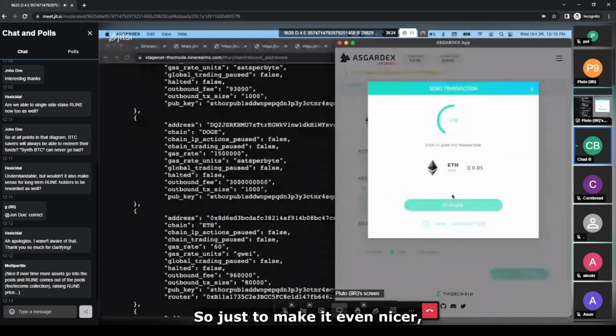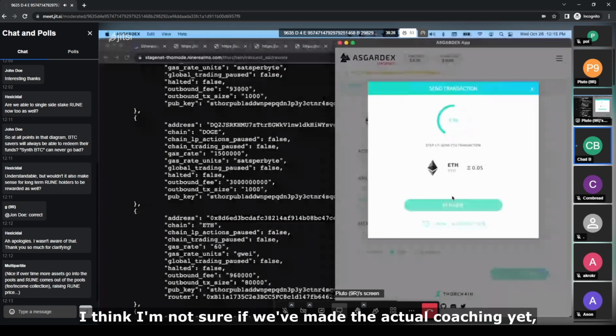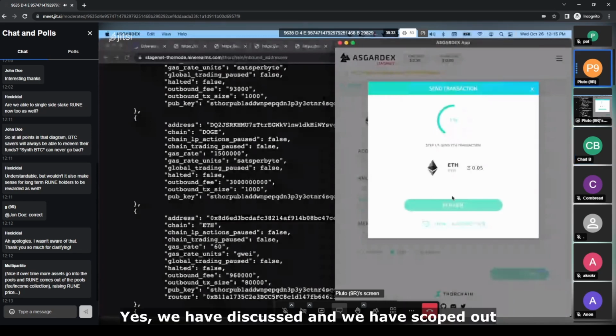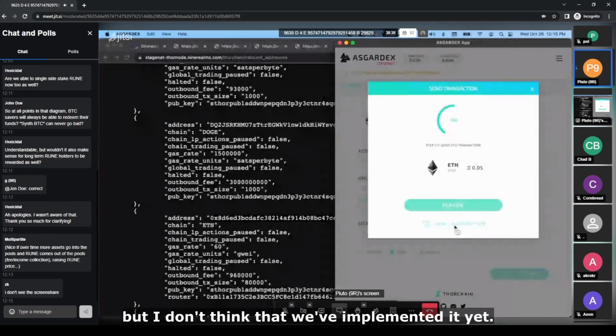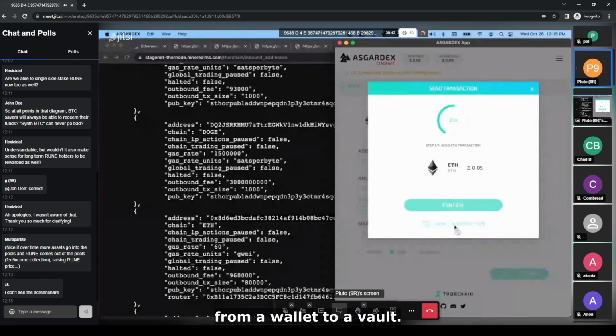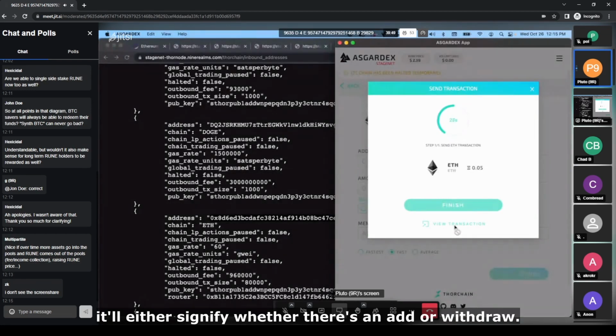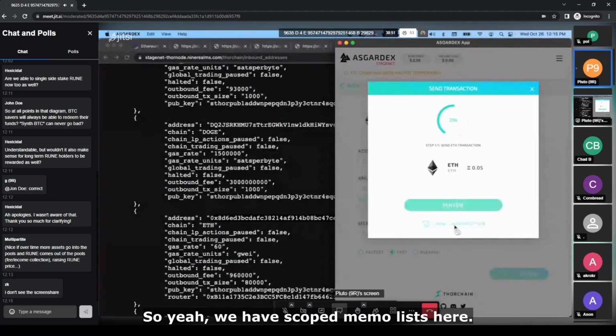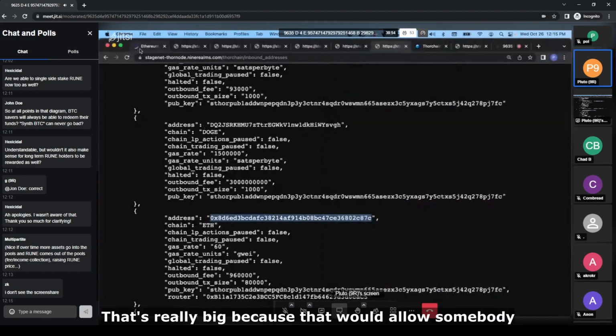So just to make it even nicer, I'm not sure if we made the actual code change yet, but you can not even include the memo, right? Yes, we have discussed and scoped out how to do that with memoless, but I don't think we've implemented it yet. But in the future, you'll be able to just send directly from a wallet to a vault, and based on the amount that you're sending, it'll signify whether it's an add or a withdrawal. So yeah, we have scoped memoless here.